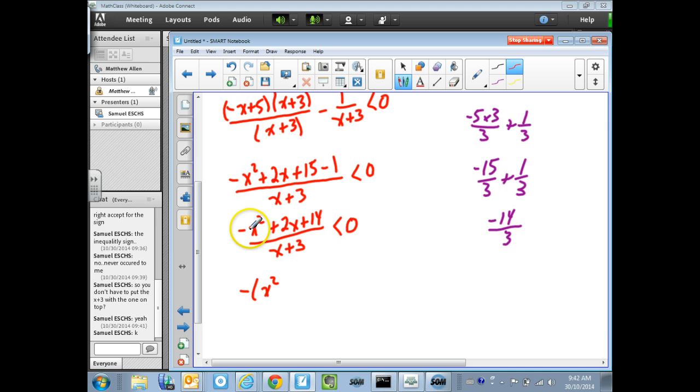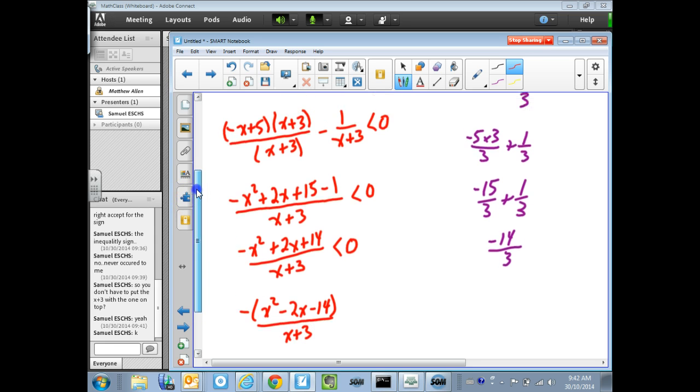I would factor out the negative sign here, just because I don't like it. And that would leave me with minus 2x. And that would leave me with minus 14. Another interesting one. That doesn't look like it's going to factor for me, does it?